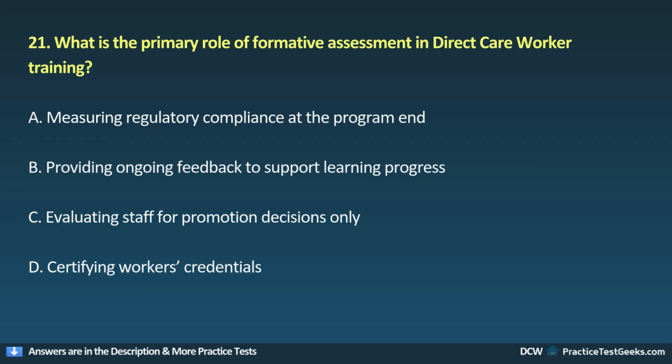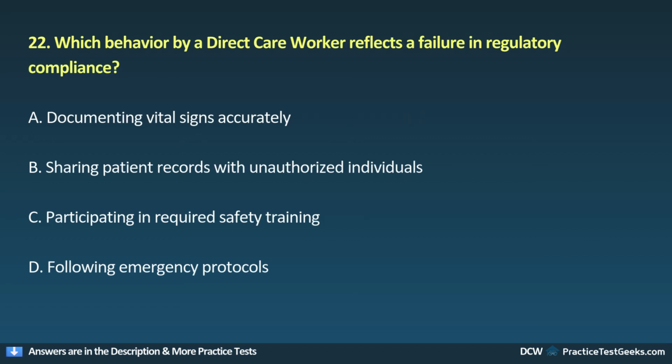A. Measuring regulatory compliance at the program end. B. Providing ongoing feedback to support learning progress. C. Evaluating staff for promotion decisions only. D. Certifying workers' credentials. 22. Which behavior by a direct care worker reflects a failure in regulatory compliance?